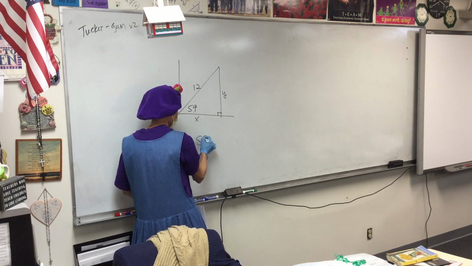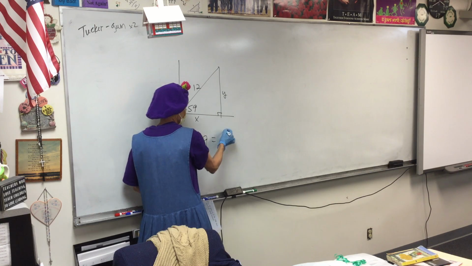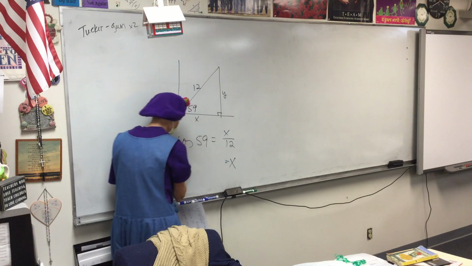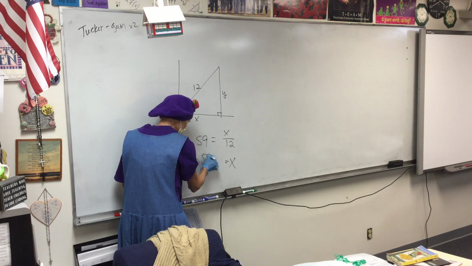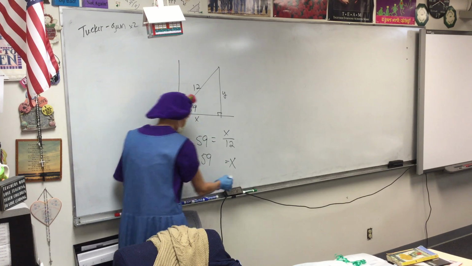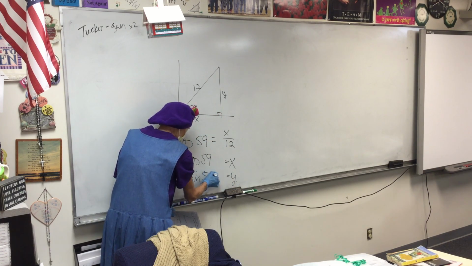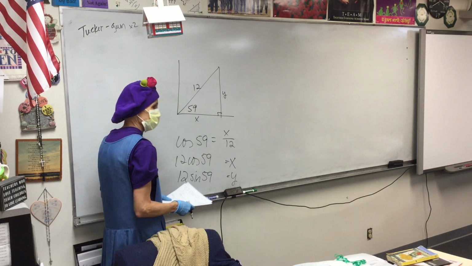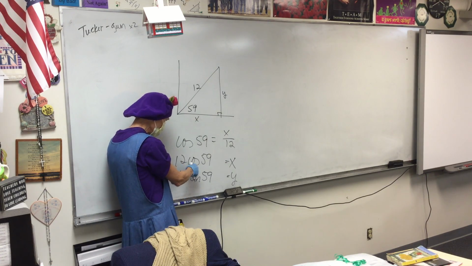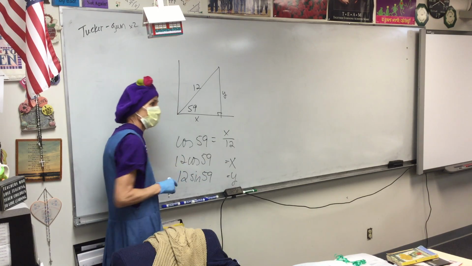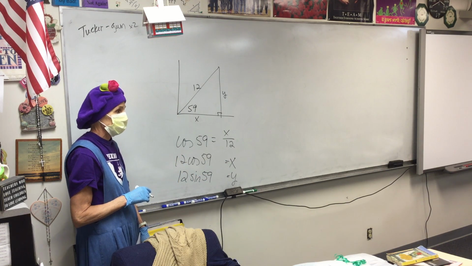Cosine 59 equals X over 12. So X equals 12 cosine 59. And what does Y equal? 12 sine 59. So you just take out your calculator and you type in 12 cosine 59, and that's X. 12 sine 59, that is Y.